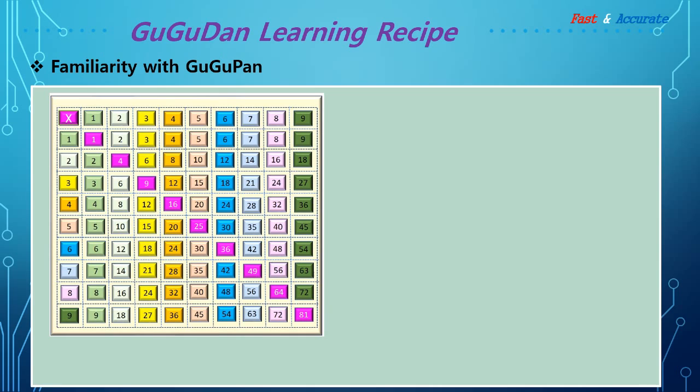Therefore, give the quoted GuGuPan to children and let them digest and familiarize themselves with it by looking at it frequently. Gugudan learning through GuGuPan is not based on memorization but based on understanding of each child. It is necessary to understand the differences in the learning ability of each child. There's no need to be impatient, even if your kid seems not to be a fast learner.